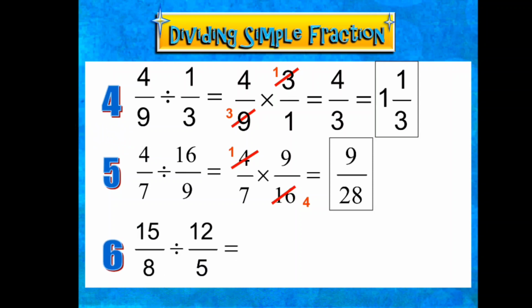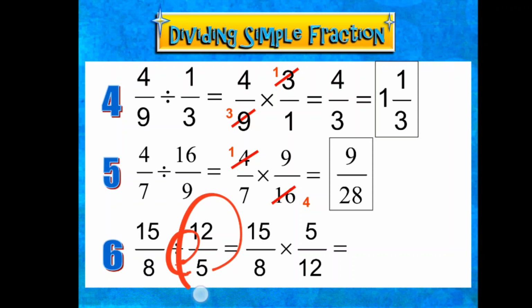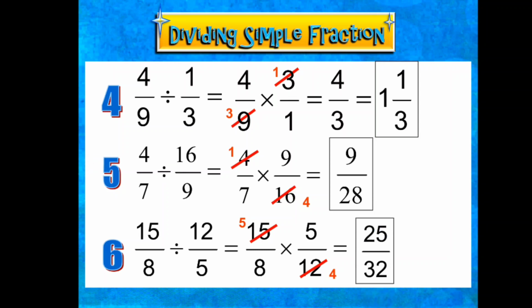How about number 6? 15 over 8 divided by 12 over 5. What are we gonna do? You have to change the operation and flip the second fraction. Okay, so we now have 5 over 12. So this time, there's no GCF for 8 and 5, but there is a GCF for 15 and 12. And that is actually 3. So 15 divided by 3, it's 5. 12 divided by 3, it's 4. Then multiply that together. 25 over 32. That is already simplified in lowest terms.